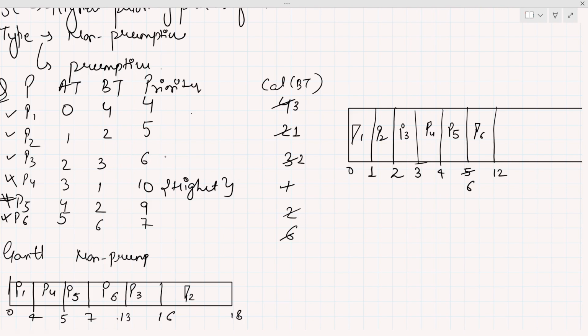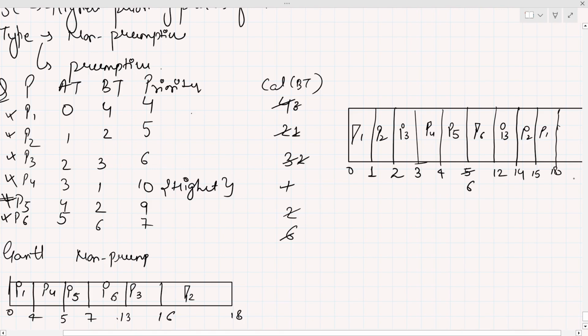So P3 has the highest priority, P3 will get the CPU, and the burst time left is 2. So 12 and 2 become 14. So P3 is also completed. After that, the P2 and P1 processes are available. So P2 has the highest priority, so P2 will get the CPU, and the burst time is 1, so the completion time becomes 15. After that, one process is available, which is P1, so P1 will get the CPU, and starting from 15 with the burst time of 3, 18 is the completion time.